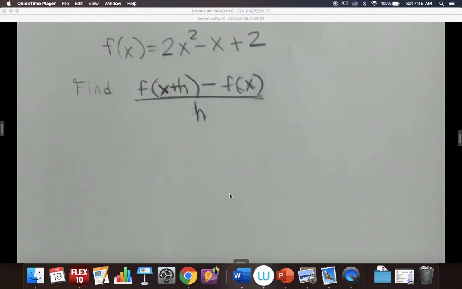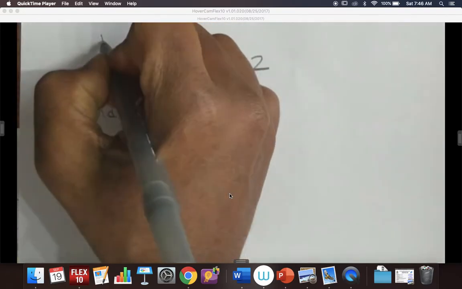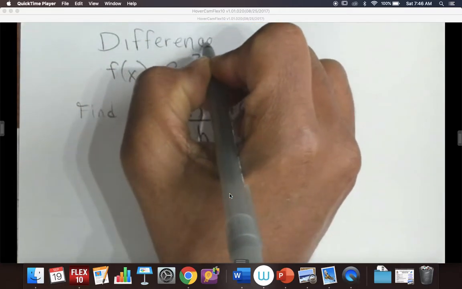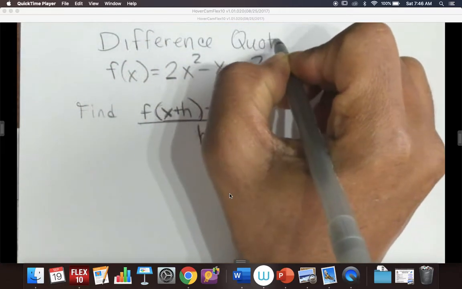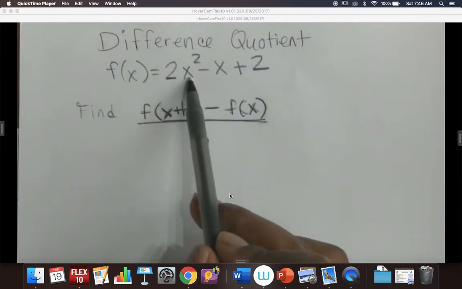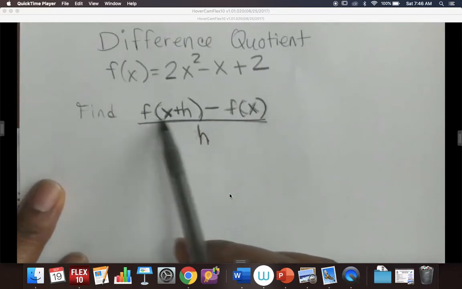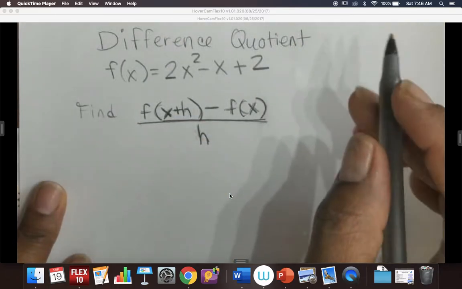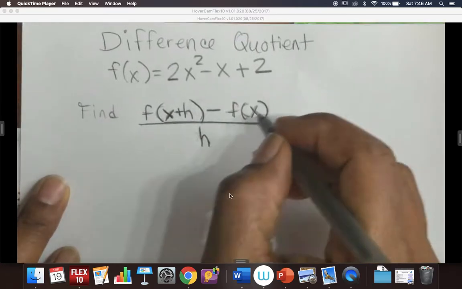Okay, so I wanted to give you guys an example of how to find the difference quotient. So let's say we were asked to find the difference quotient of this polynomial. This is an example you might see in MyMathLab. It's 2x squared minus x plus 2. We're asked to find the difference quotient, not given a point, but just in general. What is the slope of the secant line in general?